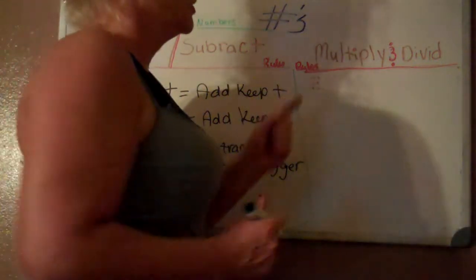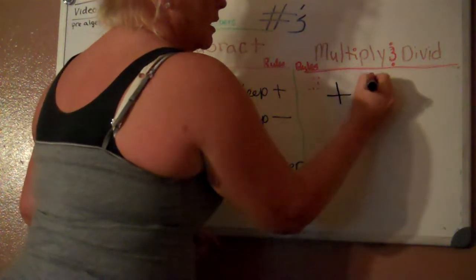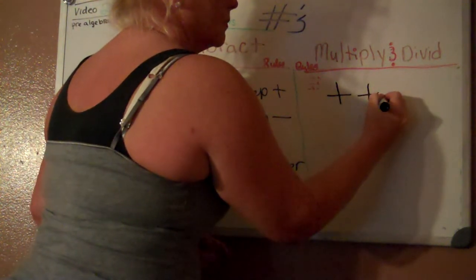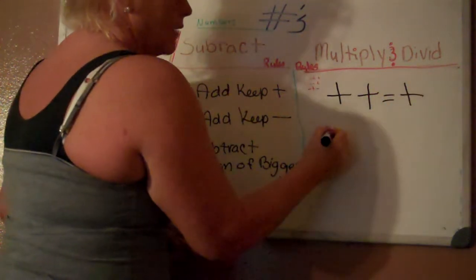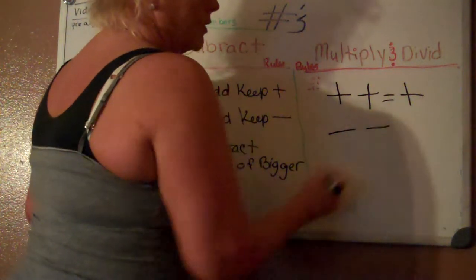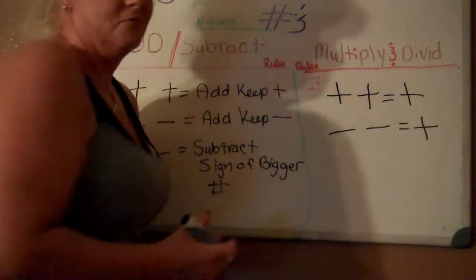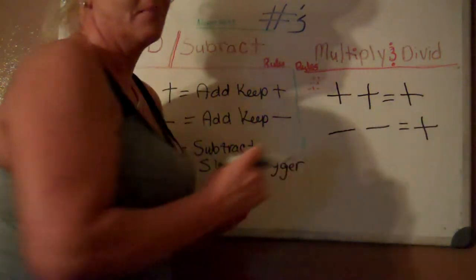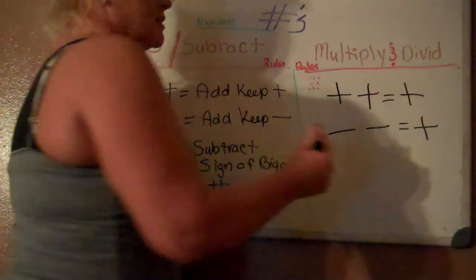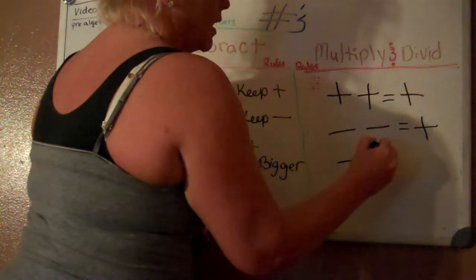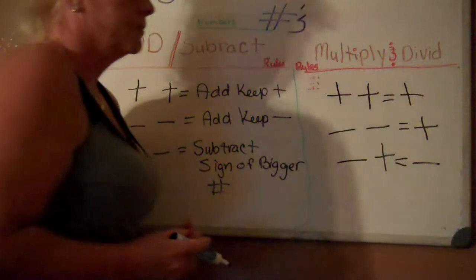Okay, the rules of multiplying and dividing: if you have a positive and a positive number, it's going to equal a positive number. If you have a negative and a negative number and multiply or divide, it's going to be a positive number. That's where a lot of people get mixed up, guys, so remember this. Once you've got it, I think it's easier than adding and subtracting. If you have a negative and a positive or vice versa, it's going to be a negative number.